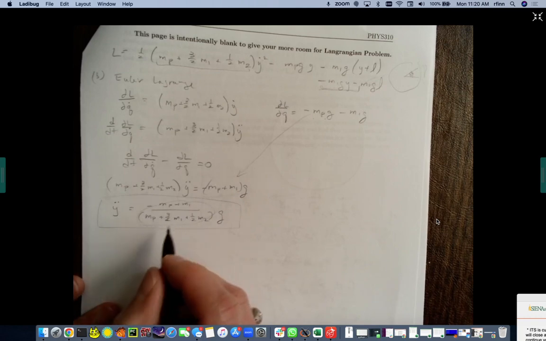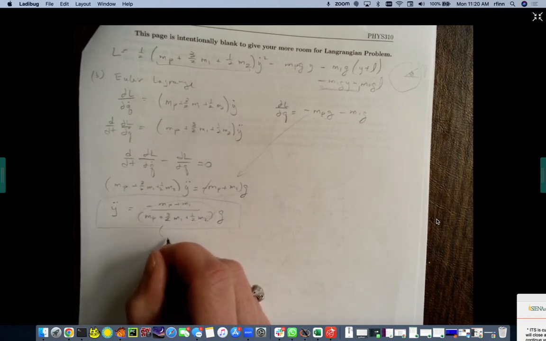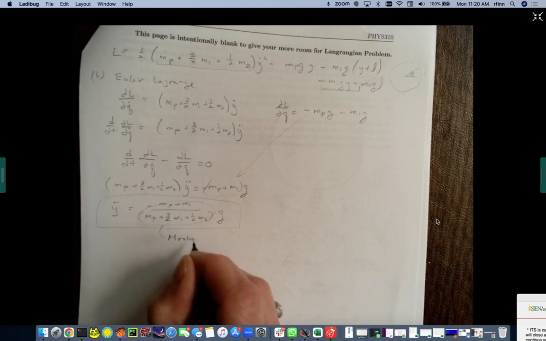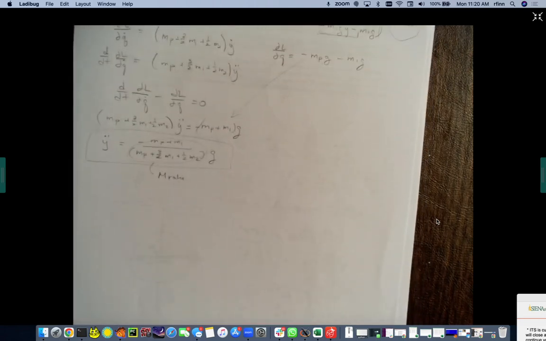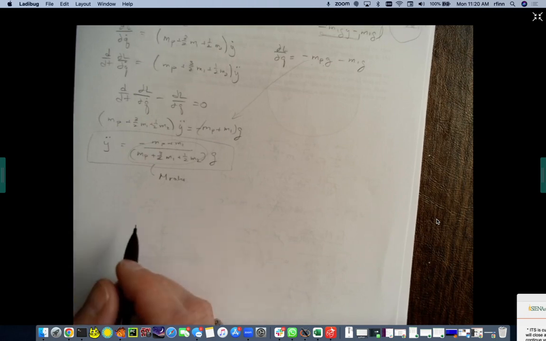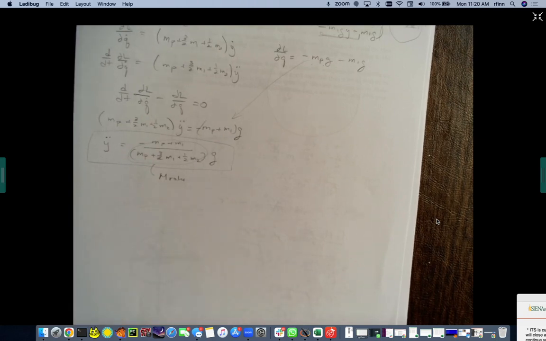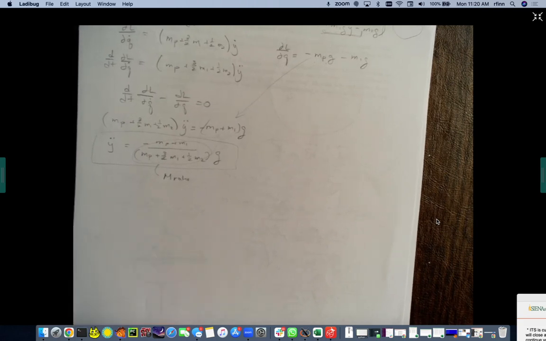So let's just call this m ratio or something, so we don't have to keep rewriting that over and over. Now if we want to get our part C, it's asking for the equation of motion, and to determine the time it takes to hit the ground.